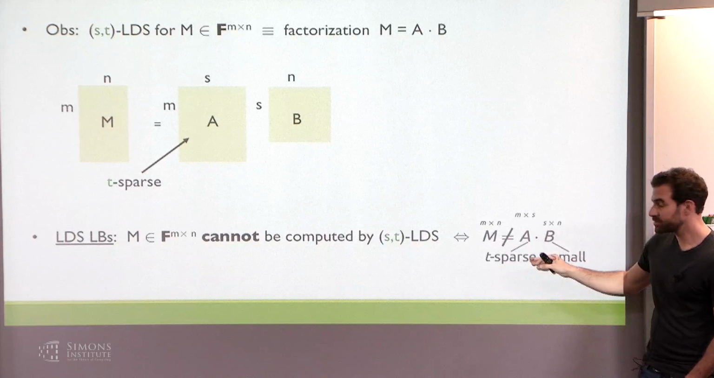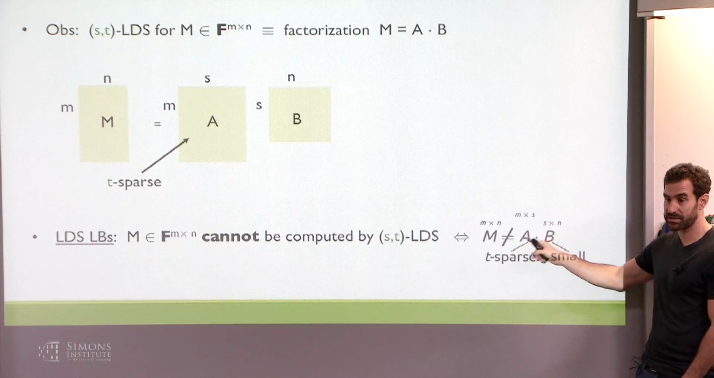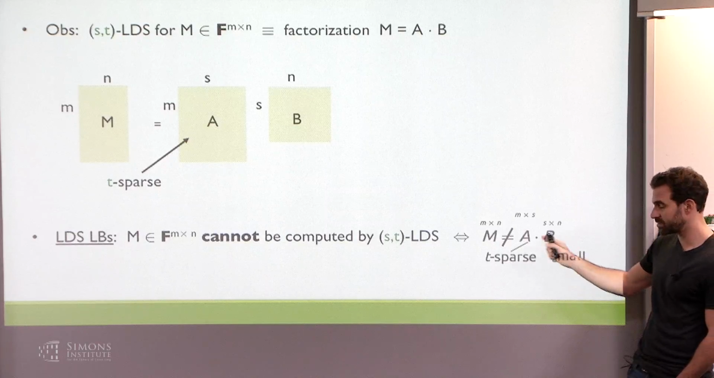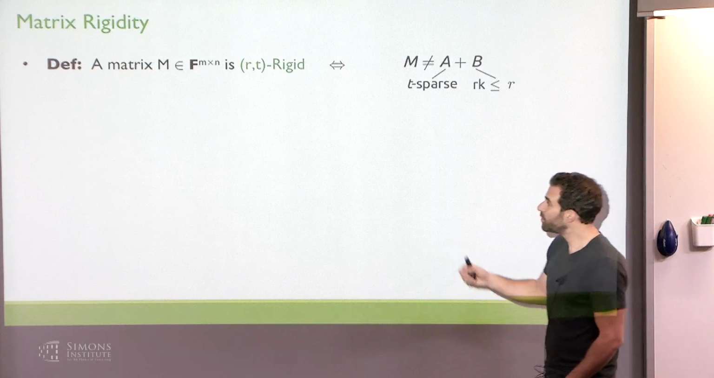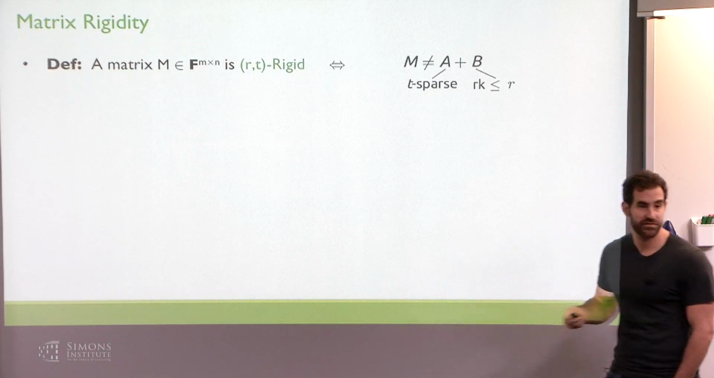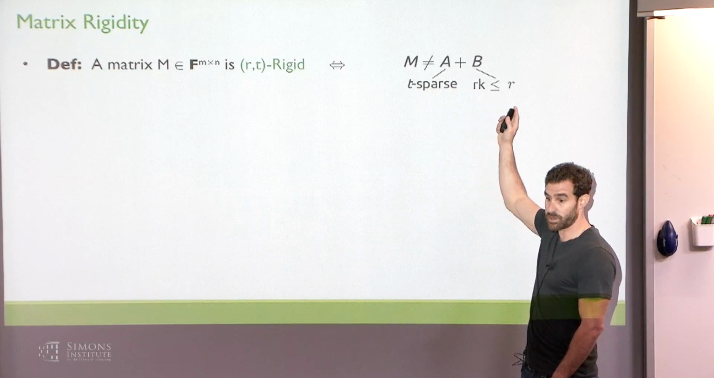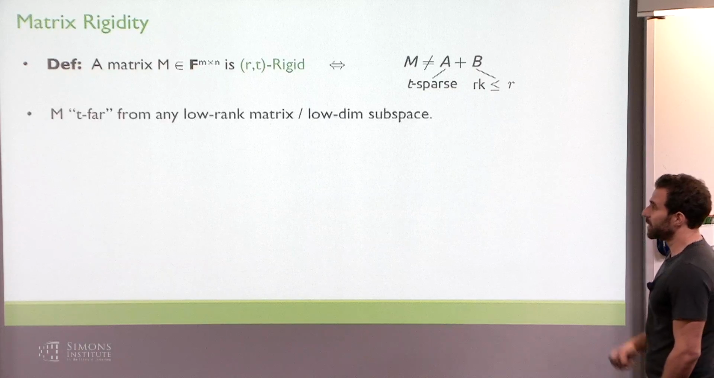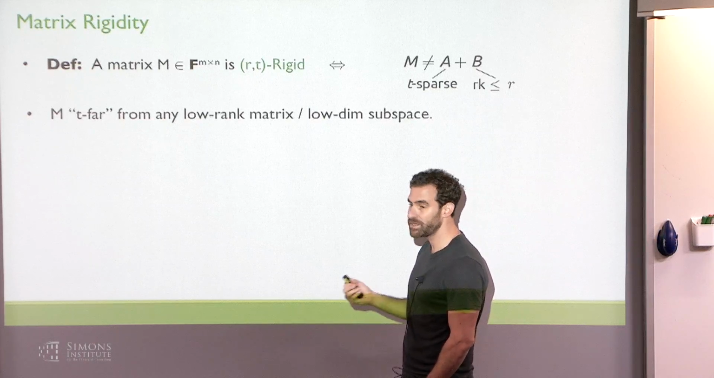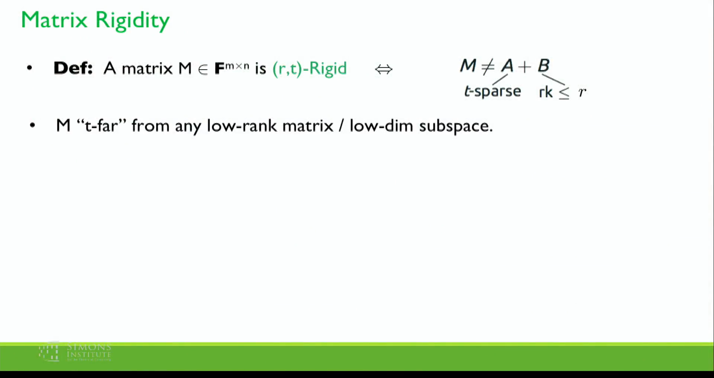Great, so linear data structure lower bounds correspond to finding matrices which do not admit such factorization into a product of two matrices, one of which is sparse. In contrast, the problem of matrix rigidity is the problem of finding a matrix which cannot be factorized into the sum rather than product of a t-sparse plus a low-rank matrix. So kind of informally, an m by n matrix is rigid if it is t far in Hamming distance from any low-dimensional subspace or from any low-rank matrix.